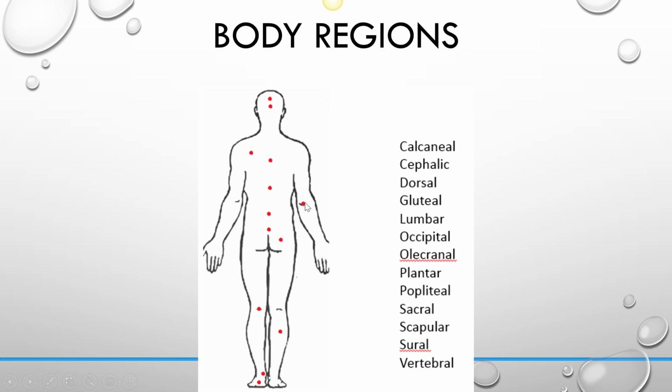Olecranal is talking about the back of the elbow. Plantar is the bottom of the foot. If you've ever heard of a plantar's wart, that's a wart that grows on the bottom of the foot. Popliteal is the back of the knee. Sacral is right above the sacrum. It's a lower back, lower than the lumbar region. Scapular is talking about where the shoulder blades are, so in the back where the shoulders are. Sural is talking about the calf, so the back of the leg. And vertebral is talking about the vertebrae, so where the vertebrae lie in the body.